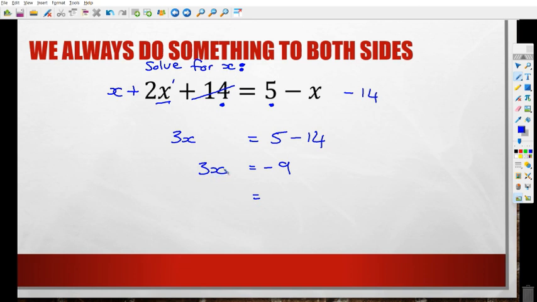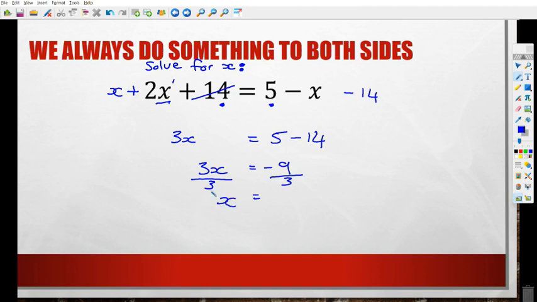I need to divide. Why am I dividing? Because in order for me to get this 3 away, I need to do the opposite of what's happening. What's happening? I'm busy multiplying. What's the opposite of multiply? Divide. So divide by 3. But I can't just do it on this side, because then my scale is lopsided. I need to do it on both sides. Does that make sense?